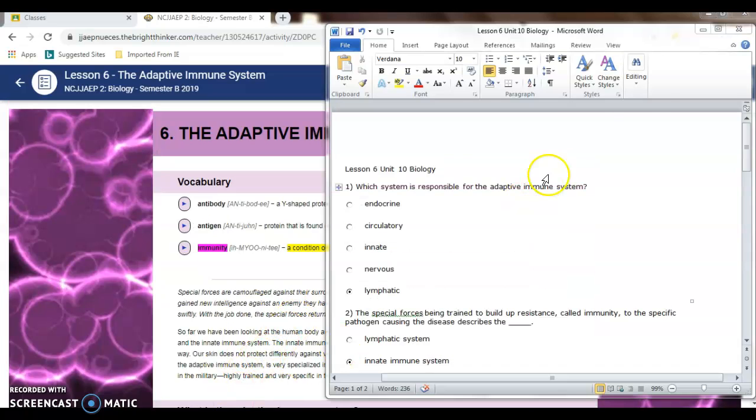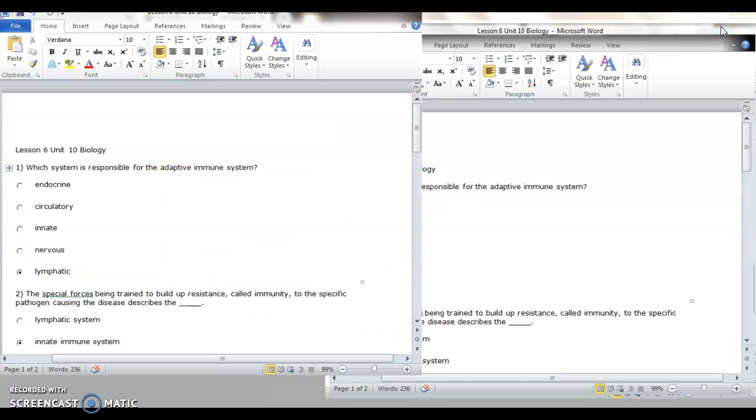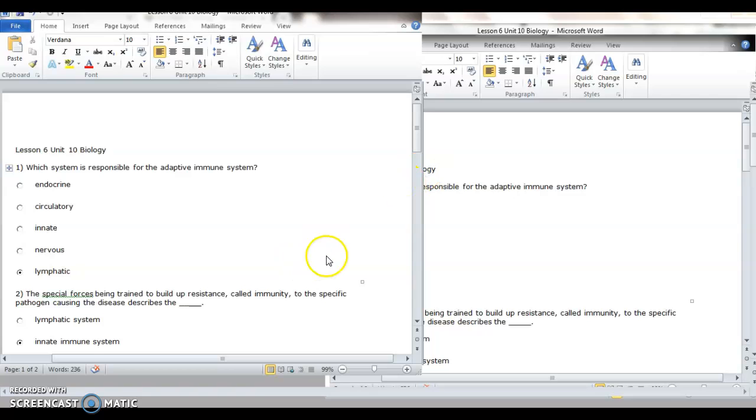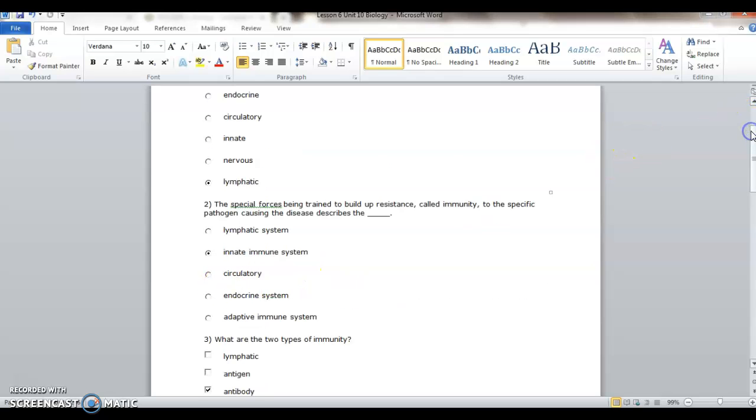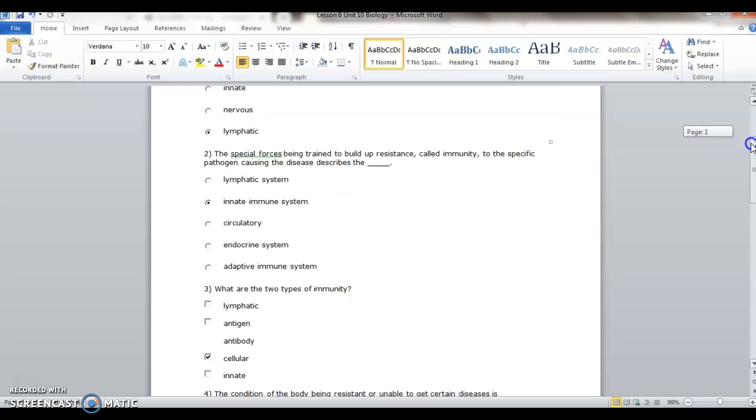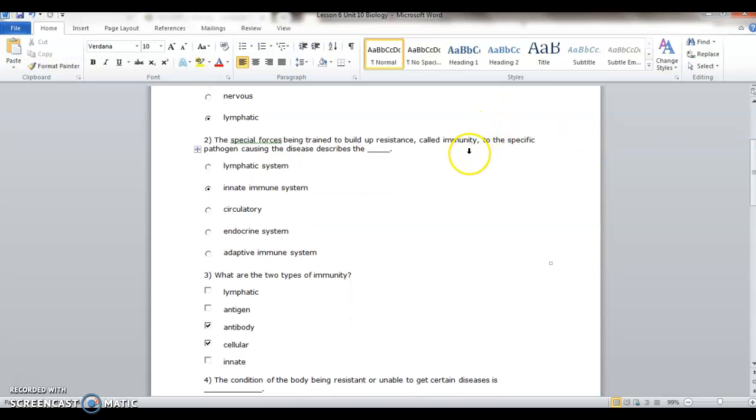Now we'll go into the questions. So the first question is, which system is responsible for the adaptive immune system? We have the lymphatic system. Second question is, the special forces being trained to build up resistance, called immunity, to specific pathogens causing the disease describes the innate immune system, which we talked about in the beginning.